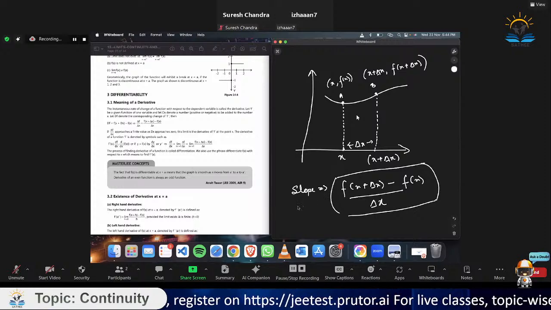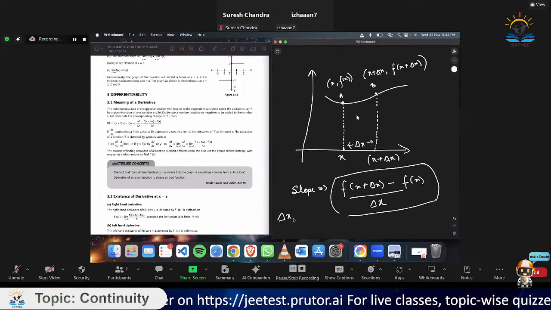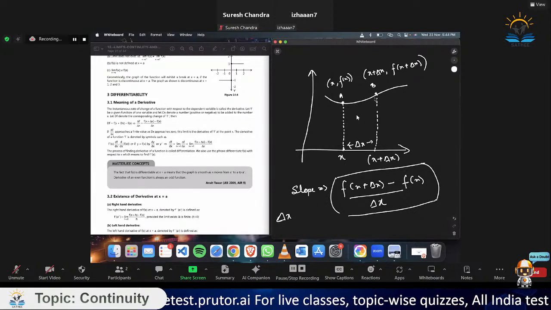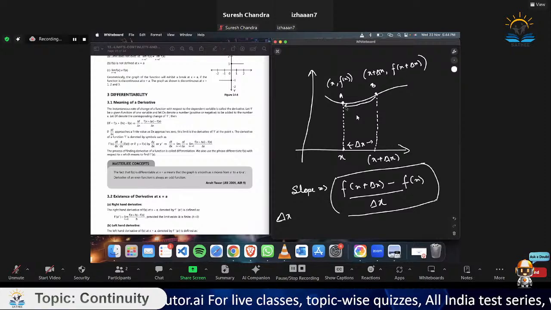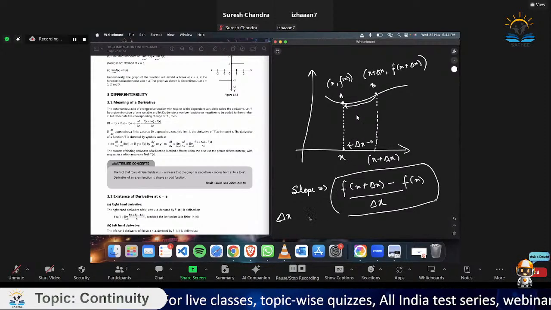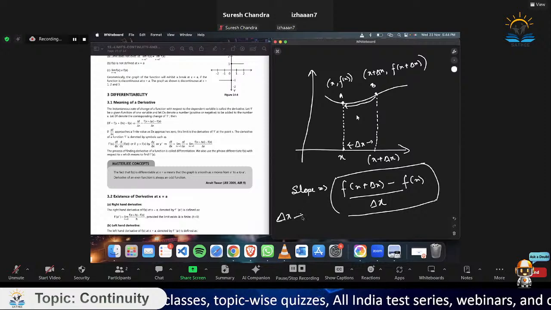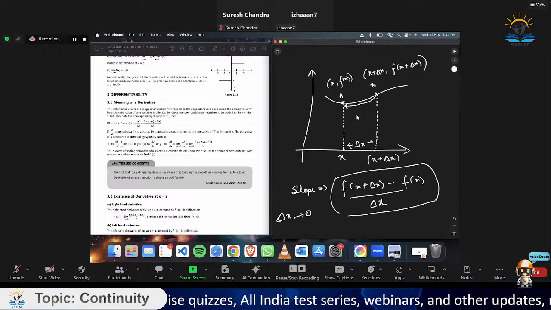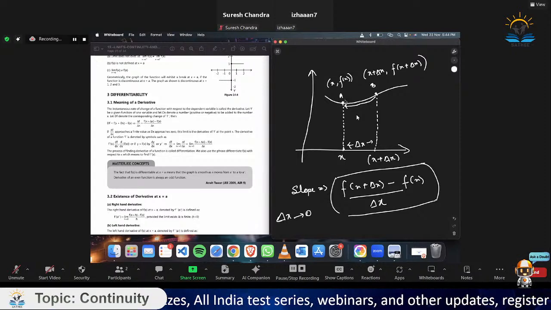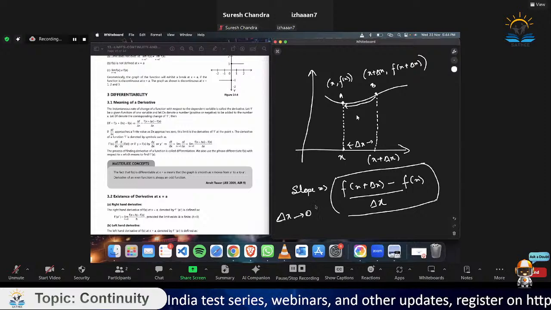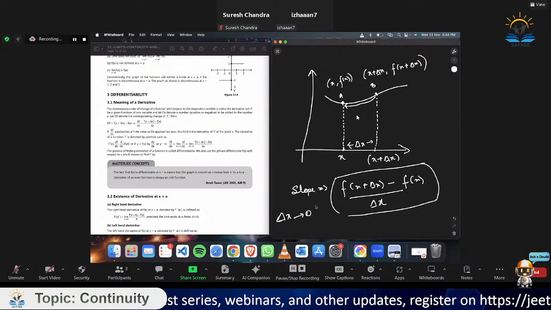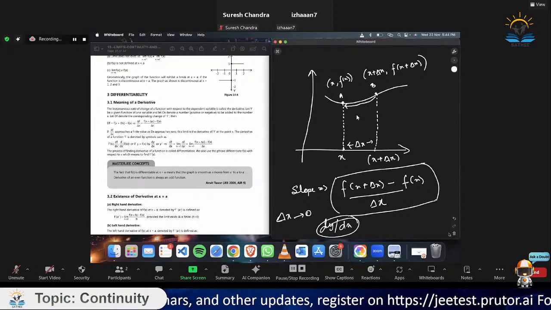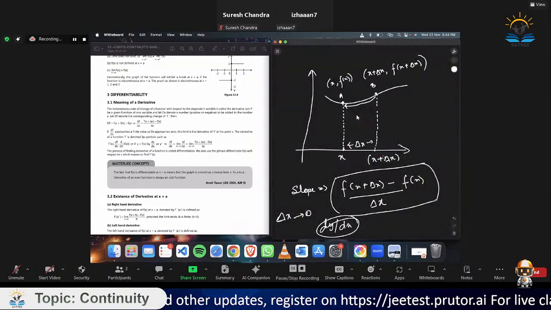But suppose I decrease the length of my Δx, making it smaller and smaller. This point will move towards A, right? If I tend my Δx towards 0, then points A and B will basically be the same. So by only 1 point, you'll find the slope. This is the concept of dy by dx. So this is what we'll try to do over here.